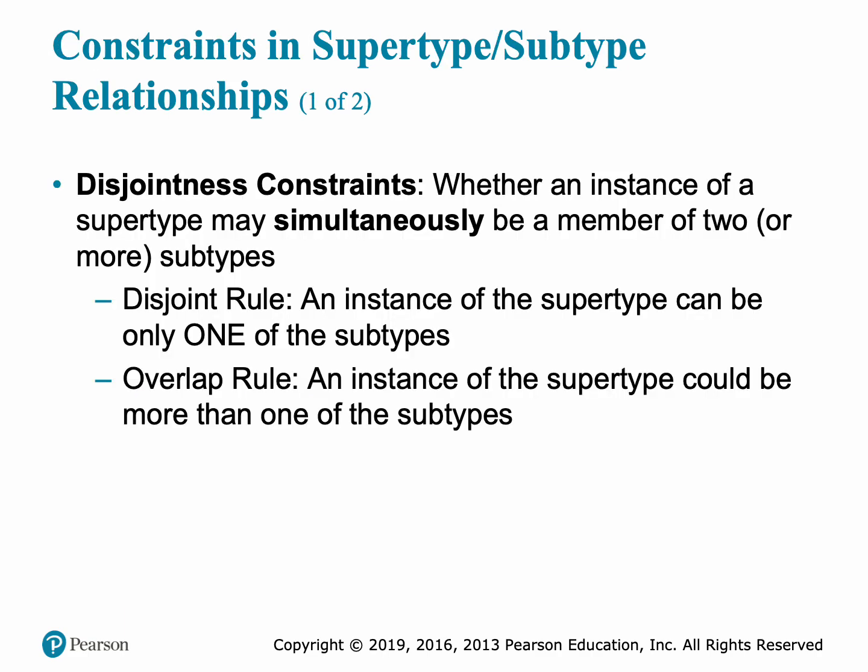Constraints in supertype subtype relationships. Disjoint constraints have a disjoint rule and an overlap rule, concerning whether an instance of a supertype may simultaneously be a member of two or more subtypes. You can be a professor. Simultaneously, you can attend the same university to get another certification in your curriculum, and that makes you a student as well. The disjoint rule: an instance of the supertype can only be one of the subtypes. Overlap: an instance of the supertype could be more than one of the subtypes, as I just shared with you.